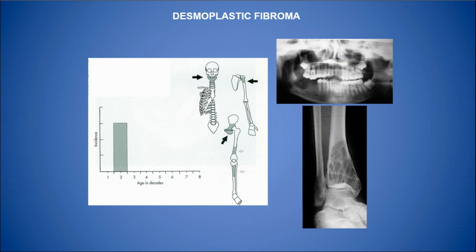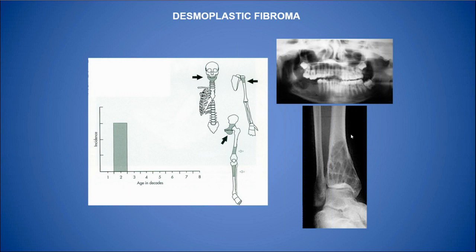Desmoplastic fibroma is very common in the mandible, usually in the mental portion of the mandible, and also in the long bones: the proximal humerus, distal femur, proximal tibia, and also the iliac bones are common sites. This usually occurs in patients in the first and second decades of life, but mostly the second decade.